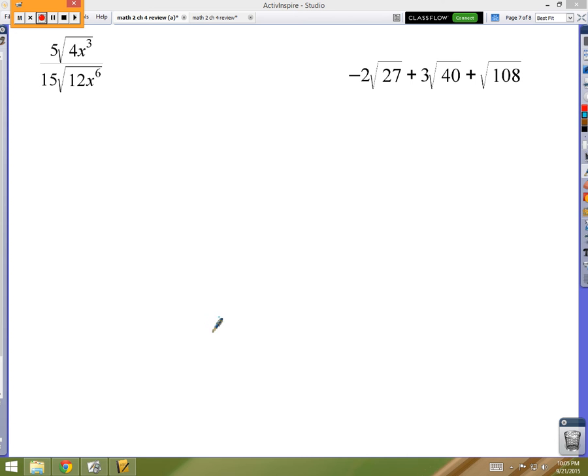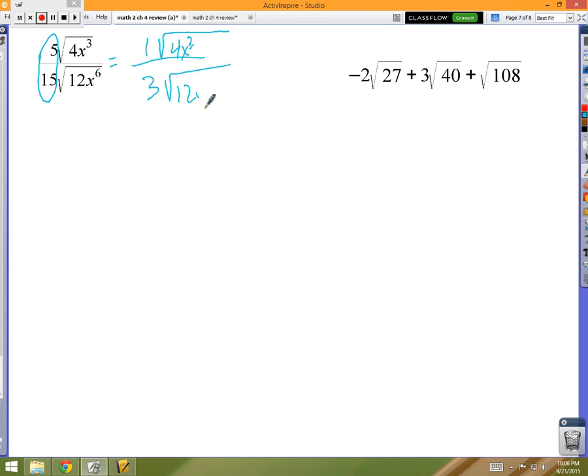Okay, now we're going to simplify radicals. So this first one, everything outside plays together. So 5 and 15, you need to change that to 1 over 3. Divide them both by 5. Okay, now you got square root of 4x cubed, and then on the bottom, you got square root of 12x to the 6. Okay, the ones that are underneath play together. So 4 and 12 play together. You need to change that. 4 and 12, divide them both by 4, so that's going to be again a 1 and a 3.